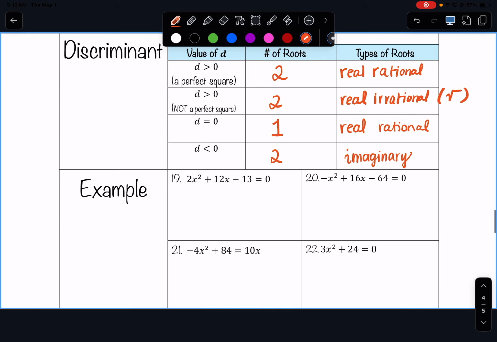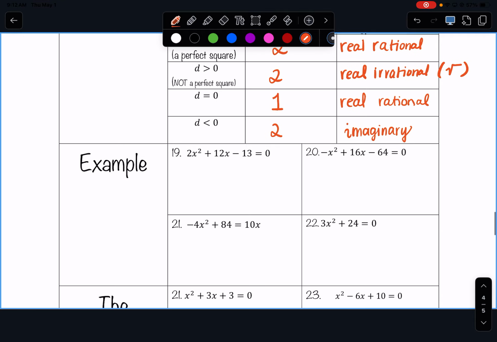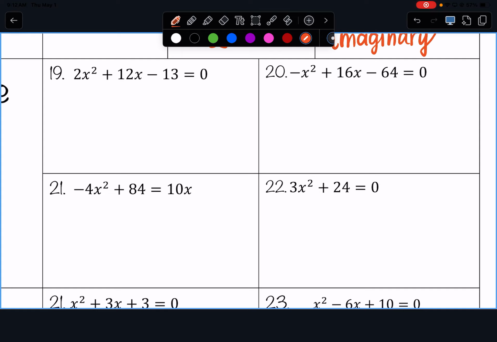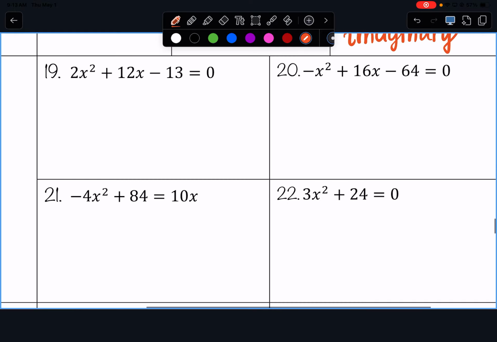We're going to start with this section right here. It is all about finding the discriminant, plugging it into our calculator, and deciding what type of root it is. That's all it wants us to do. For number 19, we're going to find our discriminant: b squared minus 4 times a times c. What is b? 12. So we do 12 squared minus 4 times a, which is 2, times c, which is -13. Plug that into a calculator and tell me what your answer is.